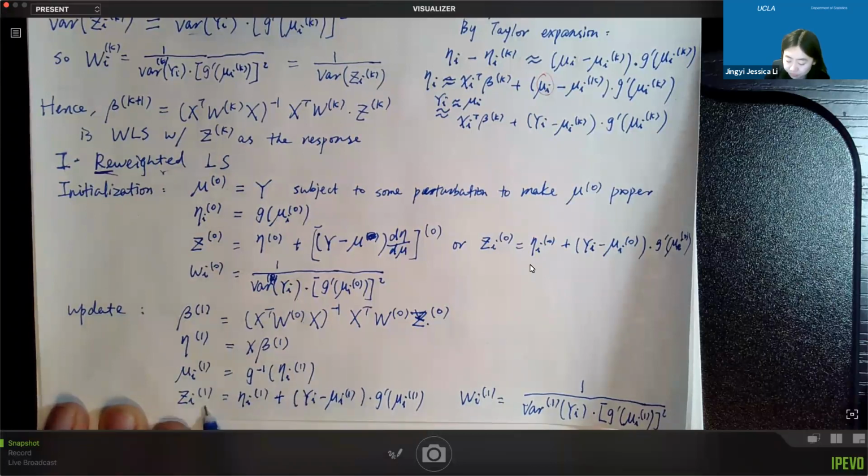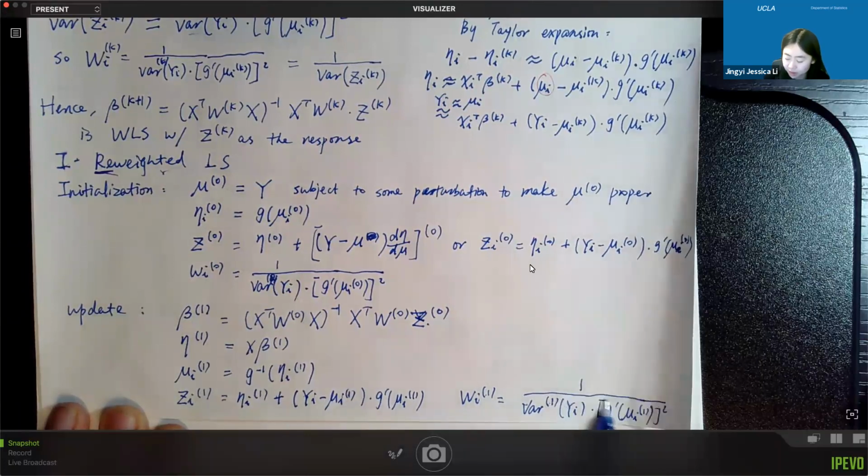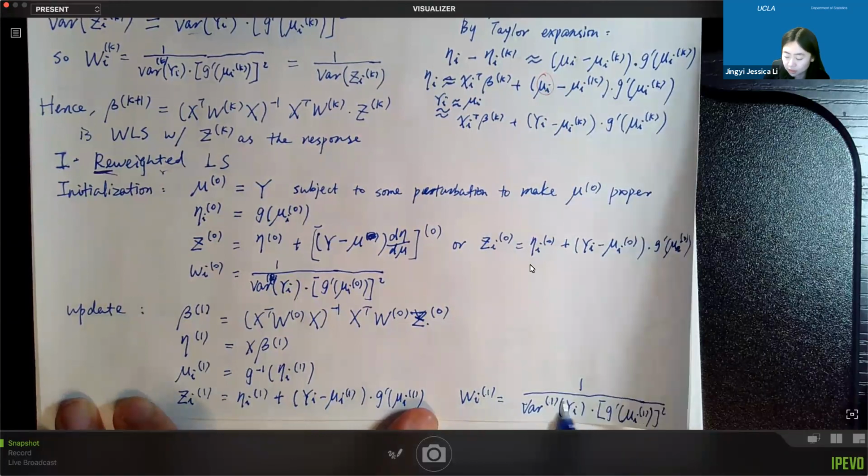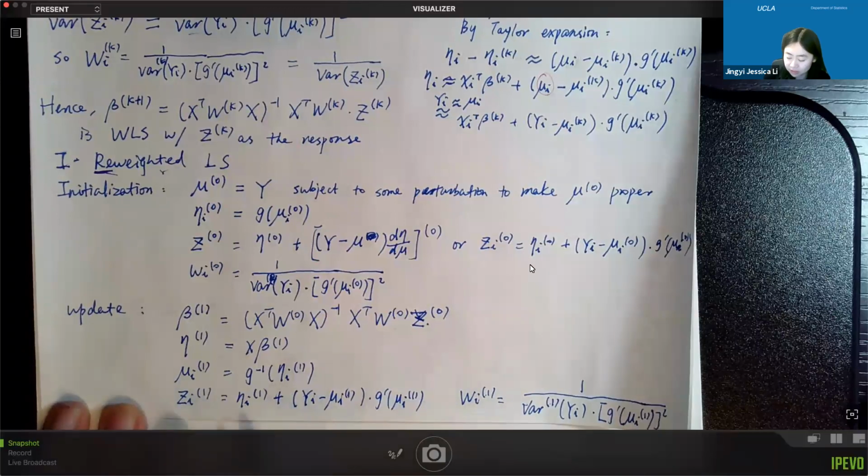And finally, given these new sets of values, I can update my working dependent variable again using eta i1 and mu i1. And I can also update my weights again using the new variance based on the new parameters and also mu i1. So I have the z i1 and mu i1. Then I repeat the update again and again until convergence.